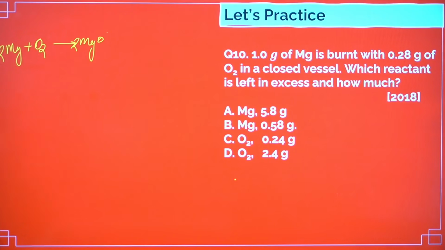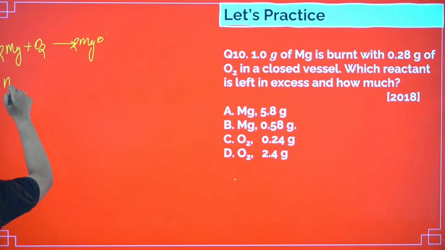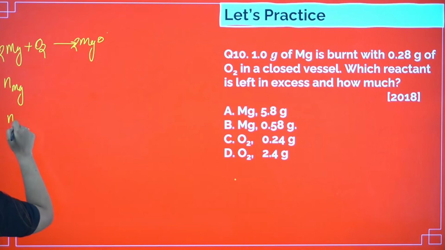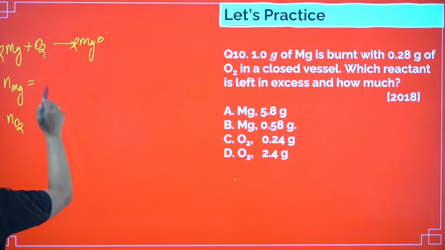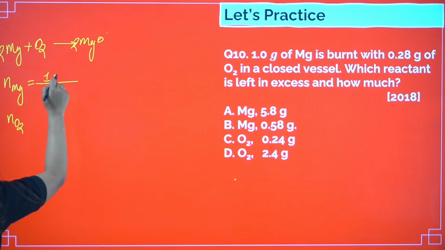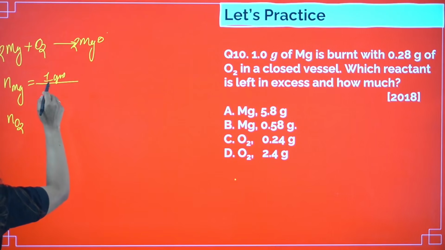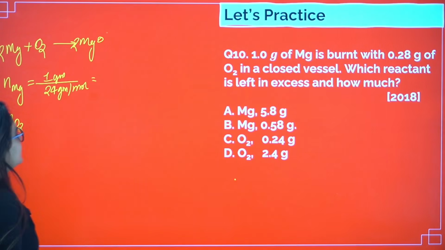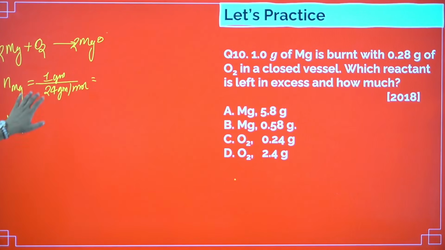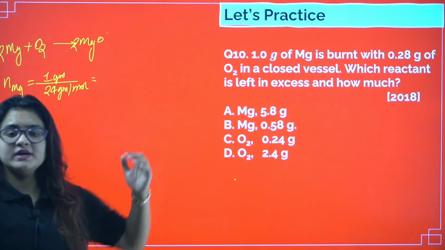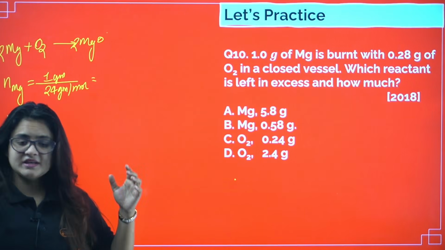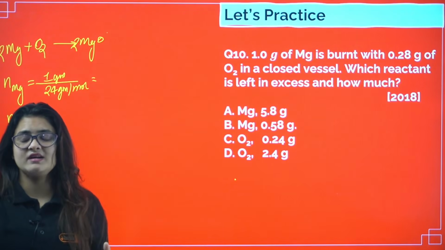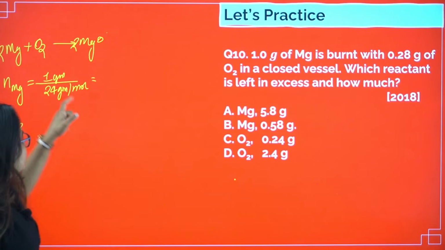Now we have to find out the number of moles of magnesium and the number of moles of oxygen from the given data. So number of moles of magnesium: 1 gram is given, divided by the molecular weight of magnesium, which is 24 gram per mole. This is for the KCET purpose, so you have to do the calculation all by yourself.